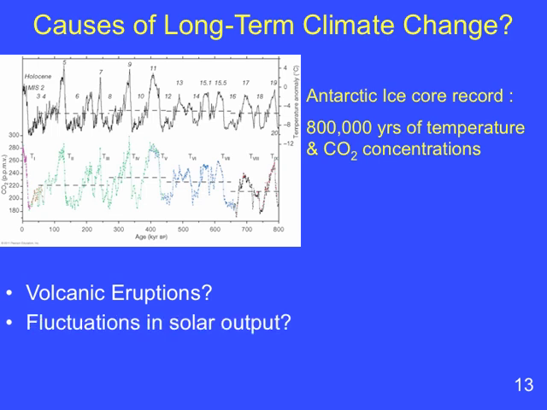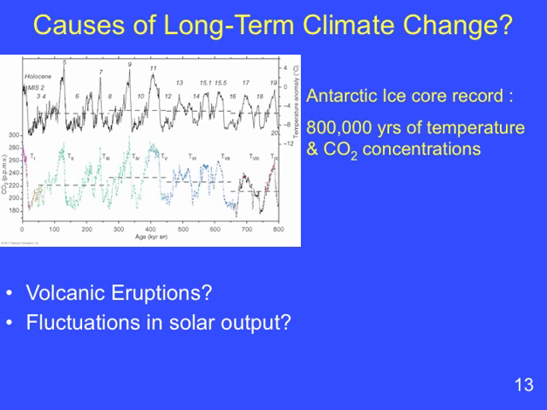What about changes in the output of the sun, what we call fluctuations in solar output? Yeah, the sun doesn't always emit the same amount of electromagnetic radiation. It cycles. We have solar flares. We have just changes in the amount of solar output. But again, does it do it on this very, very rhythmic kind of beat?